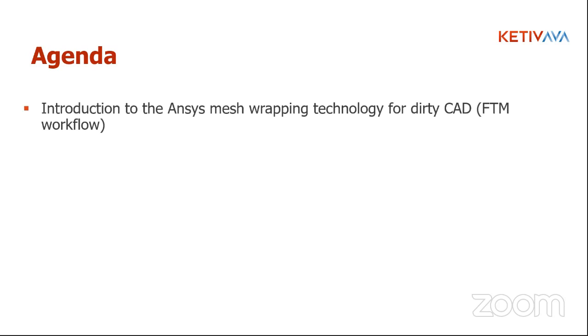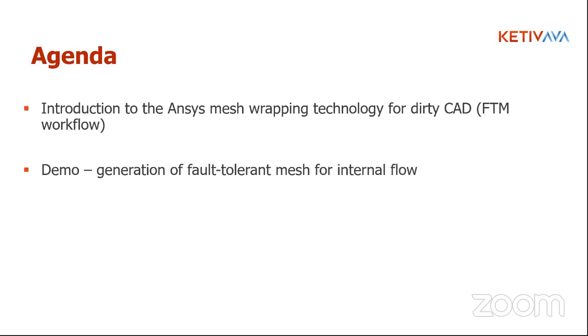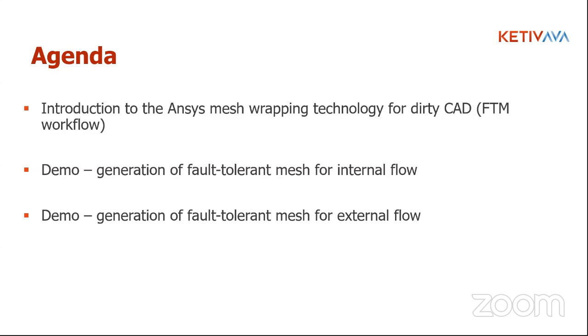I'll go over the agenda just to introduce it, and then we'll look into the basics of what we're trying to do here. Today I'm going to be introducing Ansys's mesh wrapping technology that we use for meshing dirty CAD geometries. This meshing technology in Ansys Fluent is called the fault-tolerant meshing workflow, which is why I've used the acronym FTM. After introducing some basic concepts related to wrapping and FTM, I will move on to two demonstrations. In the first case, I'll demonstrate the generation of a fault-tolerant mesh for internal flow, and in the second one, a fault-tolerant mesh for external flow.